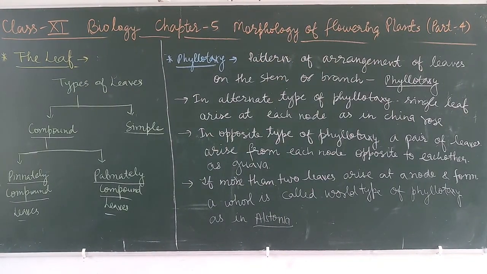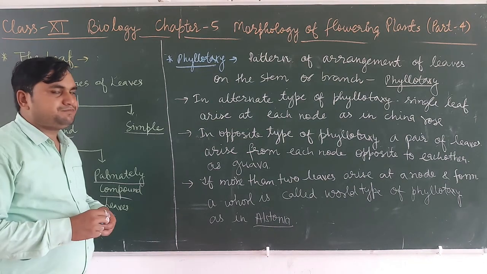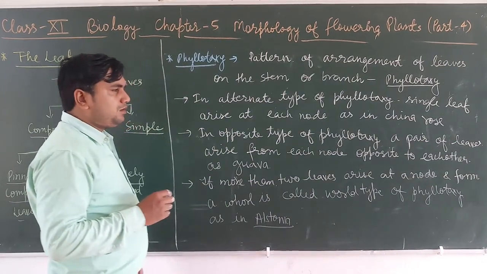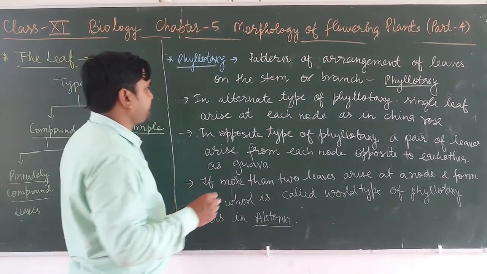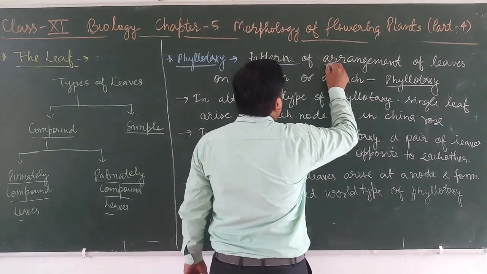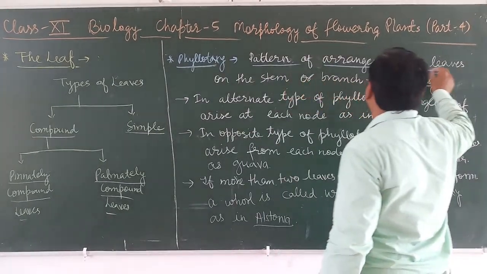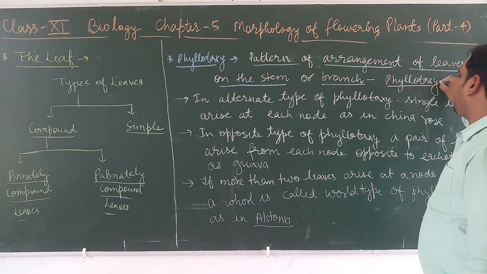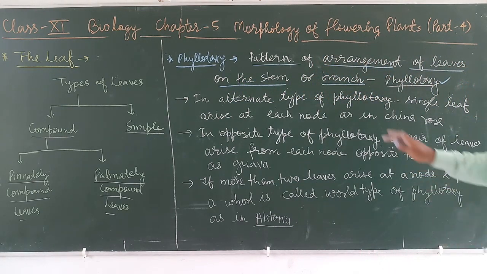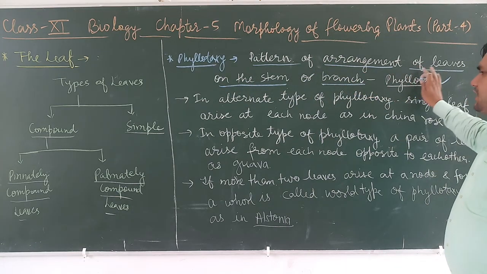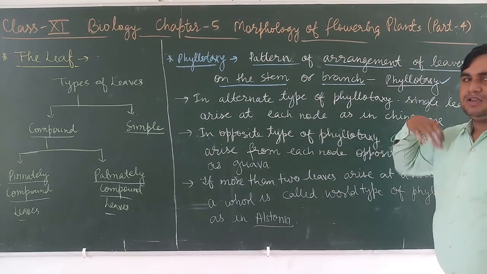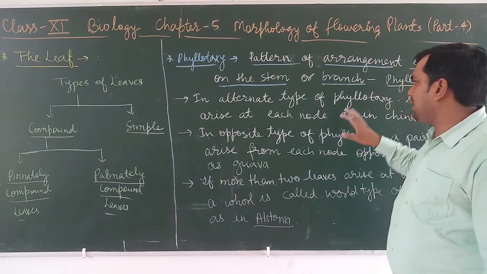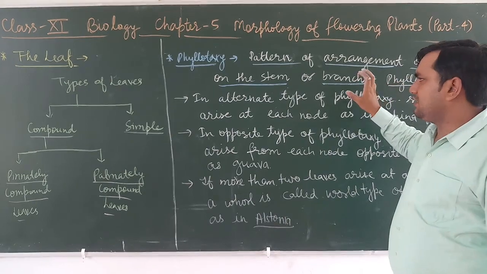Next term is the phyllotaxy. What is phyllotaxy? Very simple. Phyllotaxy is related to phylogenic character. This is the pattern of arrangement of leaves on the stem or branch, called phyllotaxy. Pattern of arrangement of leaves on the stem. How these leaves are arranged on the stem, that is called phyllotaxy.